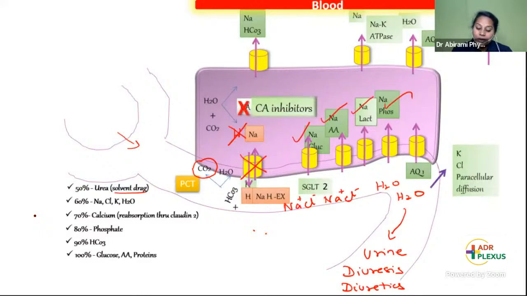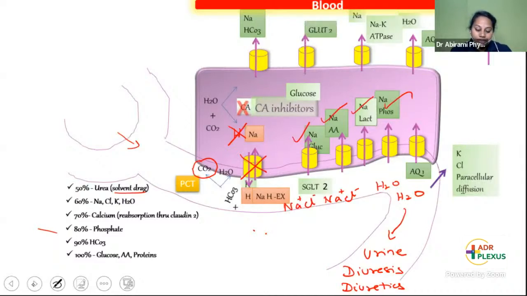100% glucose, amino acid, and proteins are reabsorbed. So what does this mean? All of the glucose, amino acid, and proteins are reabsorbed in the PCT itself. So glucose, amino acid, and proteins will never cross the PCT. So let's see how glucose is transported. SGLT2 on the apical side. Sodium glucose cotransporter type 2 on the apical side.